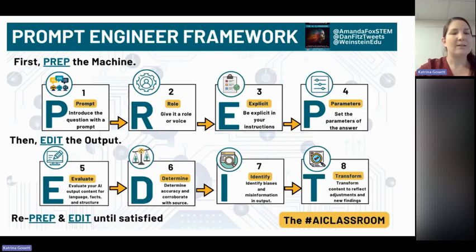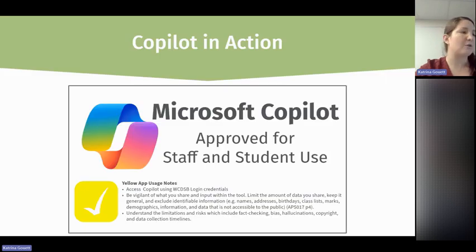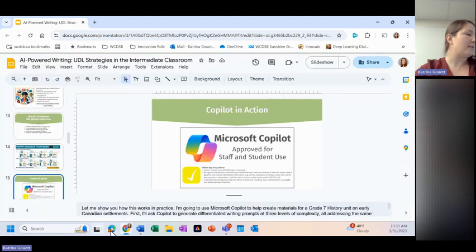Okay, so now I just want to dip into Microsoft Copilot. Just a review, I'm sure most of you are aware, but this is our generative AI approved tool at Waterloo Catholic. It is approved for staff use and student use for students in grades 6 to 12. It is a yellow tool, which means it's approved, but there are certain things we need to make sure that we are following. So I'm just going to open up Copilot here.